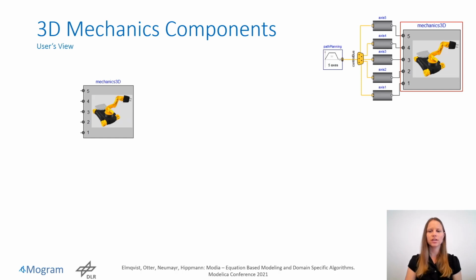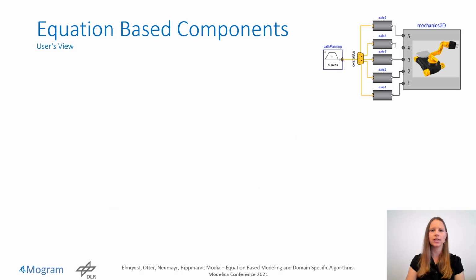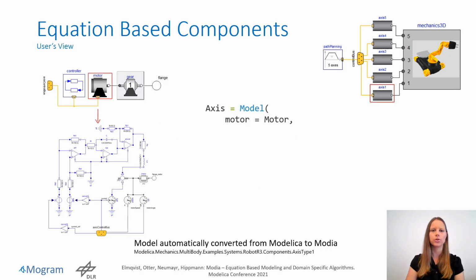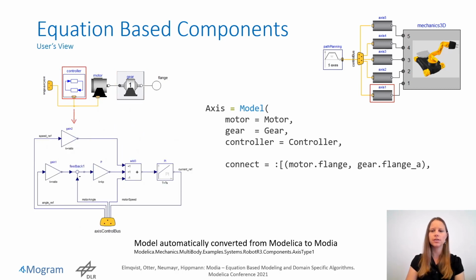A robot consists of several links, and each link is composed of three Object3Ds. The first one defines a solid geometry, and the two others are for connecting those links. Each link is driven by a motor, and the motor is connected to the link via a gear and steered by a controller. The models presented here are automatically converted from Modelica to Modia.